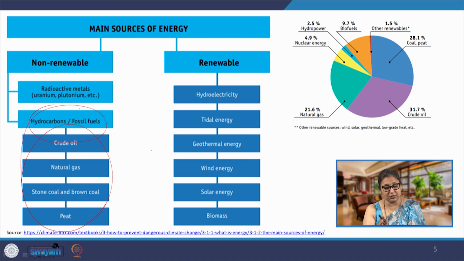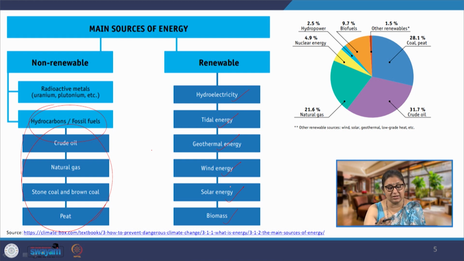Now, in renewable sources, we have multiple options, and depending upon the geographic availability of each resource, it can be utilized. The limitation with renewable sources of energy is that they cannot be transported. So, what are the renewable sources? We have hydropower, tidal power, geothermal, wind, solar, and biomass. These are the prominent sources of renewable energy.